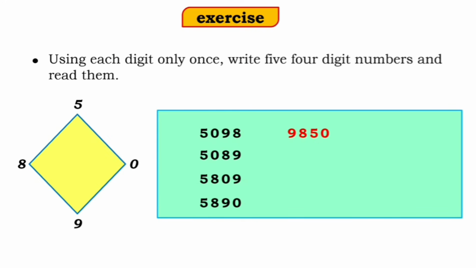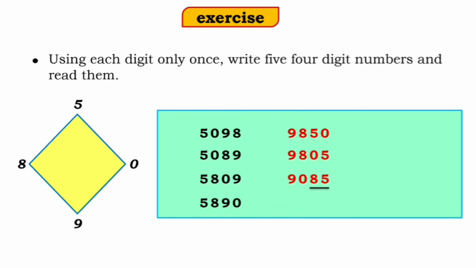That is 9850. Now let us interchange the tens place and the ones place to form the next number. So the new number will be 9805. Now let us interchange the hundreds place and the tens place. So the next number will be 9, 0, 8 and 5. That is 9085. Now again what will we do?